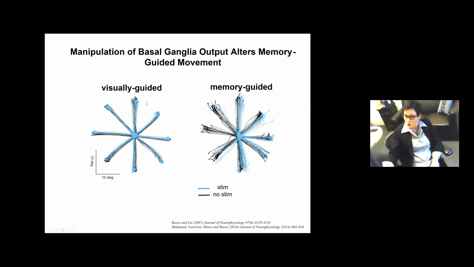Okay? And I hope you can see here that for the visually guided eye movements, the monkey was virtually unimpaired. He could still make the eye movements, whether or not the electrical stimulation was manipulating the activity of those neurons. Whereas in the memory-guided eye movements, the monkey had profound impairments. He was effectively unable to make eye movements into the contralateral or opposite hemifield. So altering the basal ganglia output altered the memory-guided eye movements, leaving the visually guided eye movements relatively unaffected.